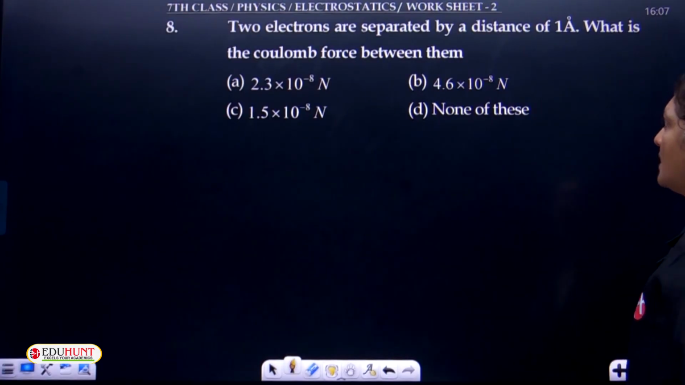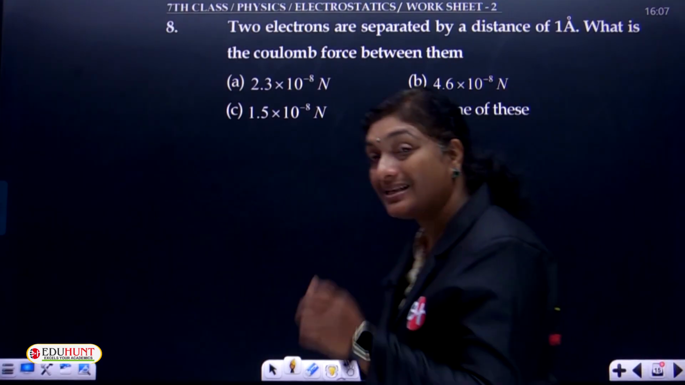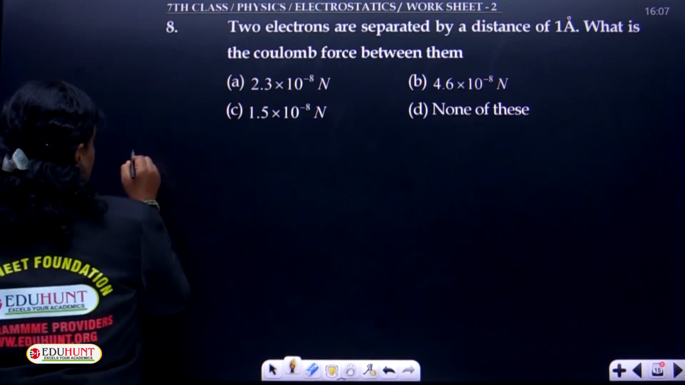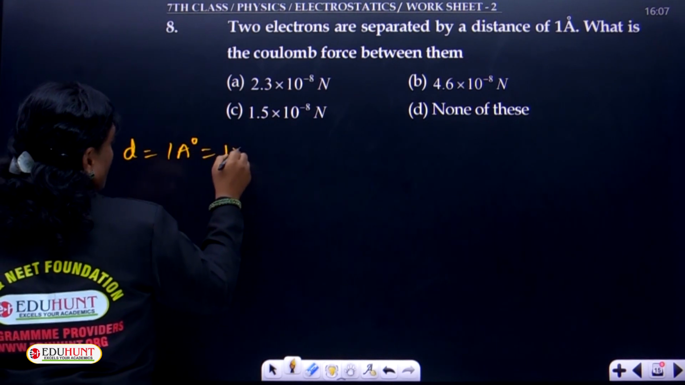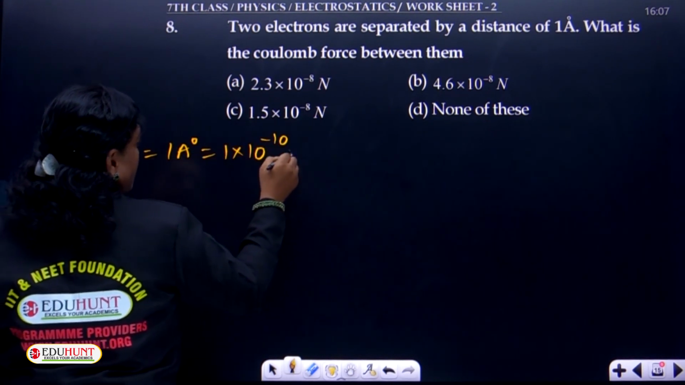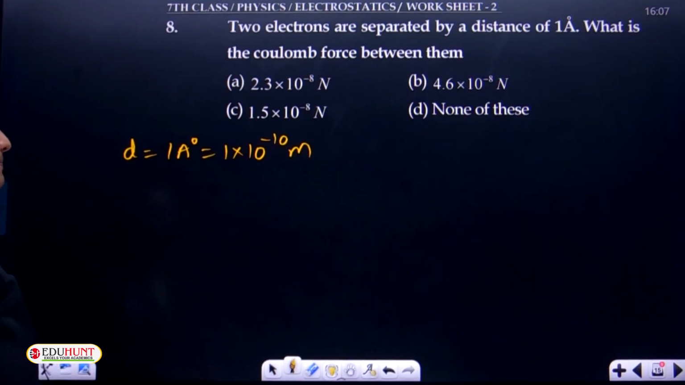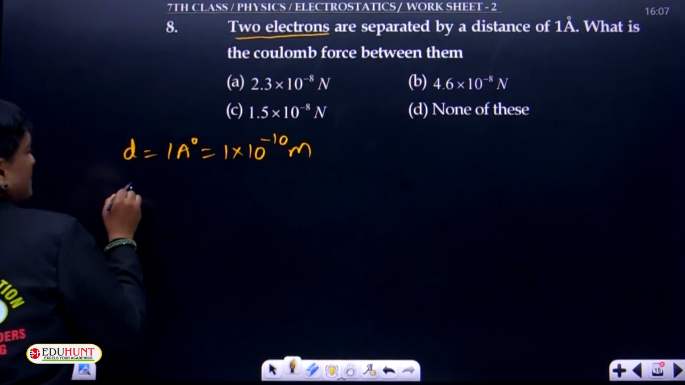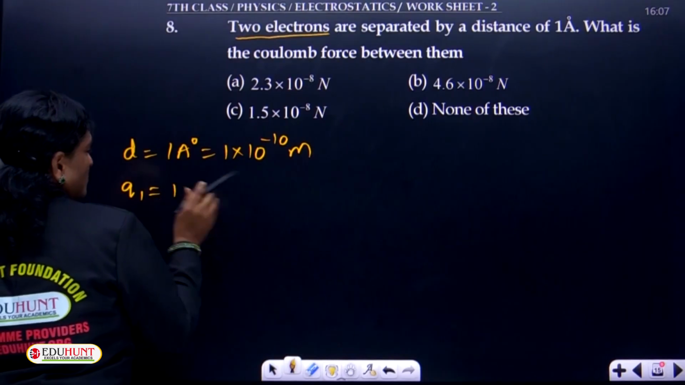Two electrons are separated by a distance of 1 angstrom unit. What is the distance of separation given, children? 1 angstrom, which implies 1 into 10 power minus 10 meters. What is the Coulomb force between them? So, how many electrons are given? 2 electrons. And the charge of each electron is Q1 equals Ne.